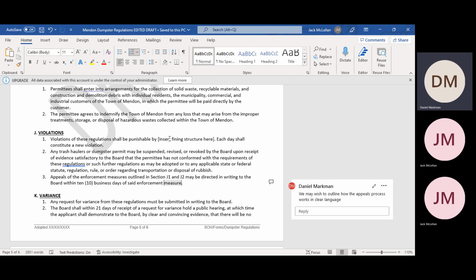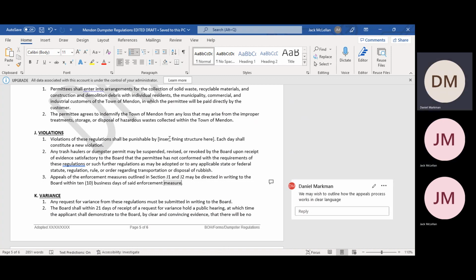Sorry, I'm a little confused. Are you talking about the fee structure for the permits or the fine for a violation? I'm trying to fill in the blank where it says insert fining structure here. So what that would be is basically you would decide, do you want to only have one kind of fine? Do you just want to say every time there's a violation, it's going to be $25 regardless of how often it's happened? Or case by case.